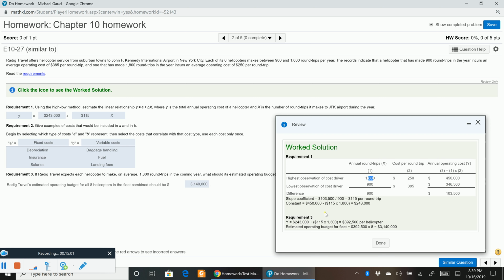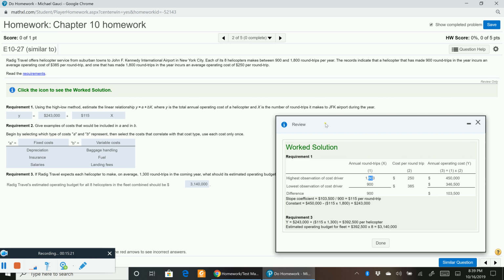You can do the same thing at the low level, and you can plug in the $115 per round trip. And guess what? You're going to get the same answer, 243,000. So our formula, y, which is the total cost, equals the fixed cost, which is 243,000, plus variable cost per unit, $115 per round trip.